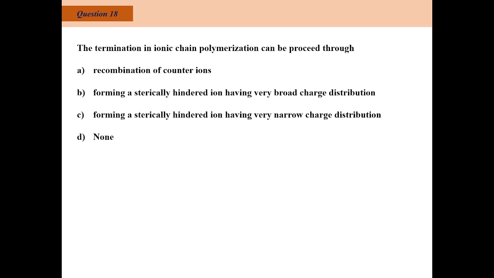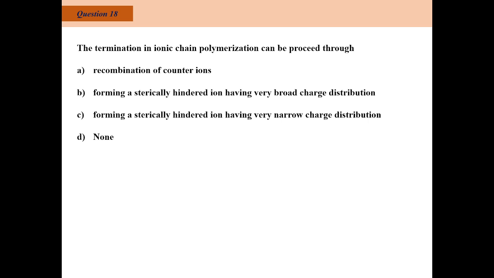The question is, termination in ionic chain polymerization can be through recombination of counterions, forming a sterically hindered ion having a very broad chain distribution, or forming a sterically hindered ion having a very narrow chain distribution. Recombination with the counter ions. Generally, the other one is free radical, where termination is by combination, disproportionation, and multiple ways. Here, generally, we need a counter ion where this can be neutralized.